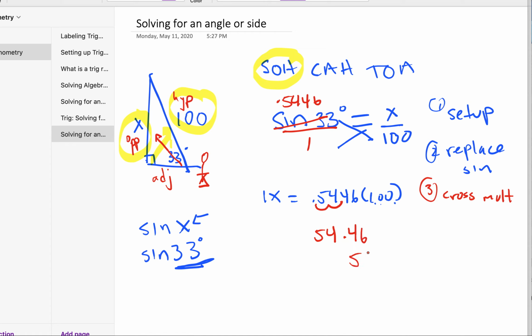Or if we round it to the nearest tenth, which is common, we would round it to this decimal place here, so we round up. 54.5 would be how long the opposite side would be. Okay, so that's how we solve for a missing side.